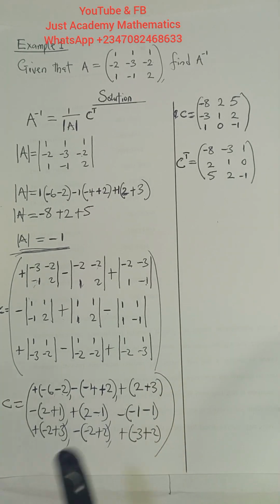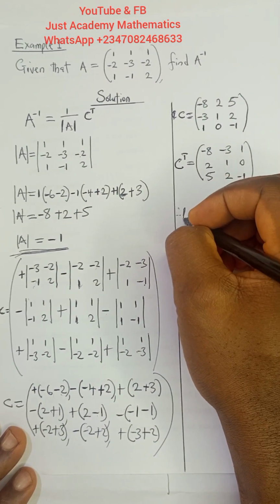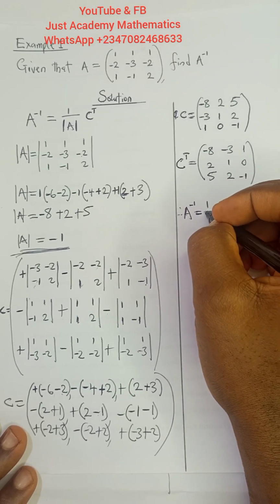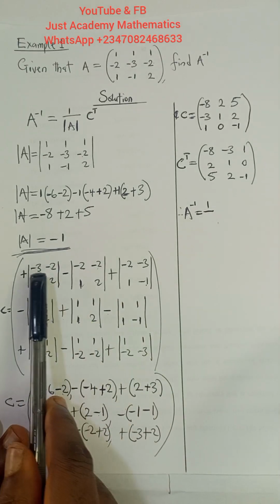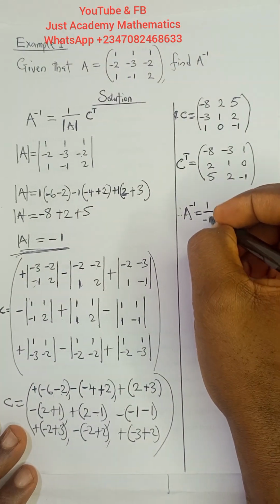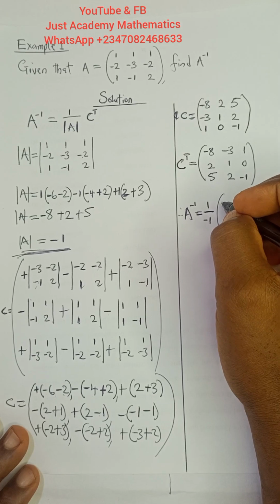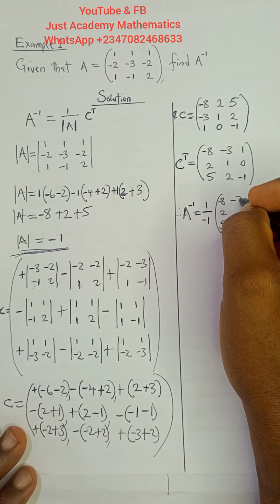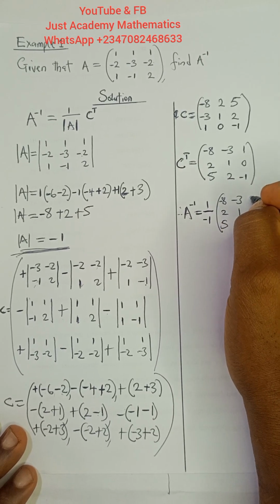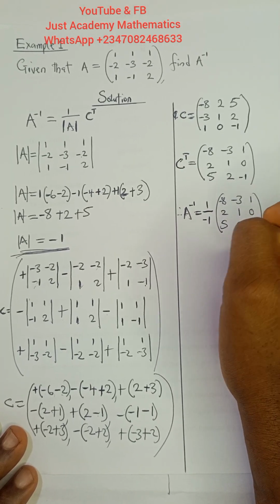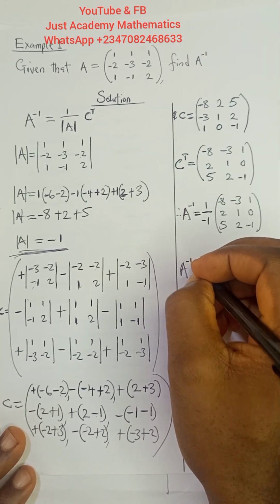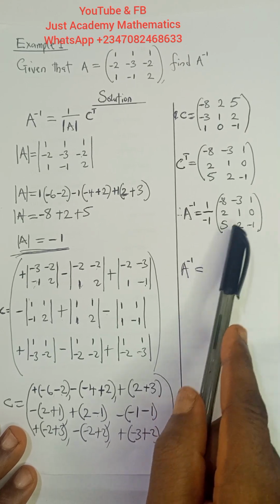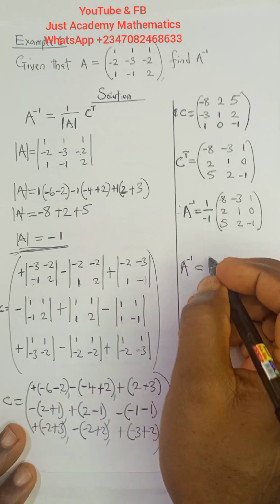Now that we know the transpose of the cofactor, we conclude that A inverse is equal to 1 over the determinant of A. What is the determinant of A? It is minus 1, times the transpose of the cofactor: minus 8, 2, 5, minus 3, 1, 2, 1, 0, minus 1. So what is A inverse now? Of course, 1 divided by minus 1 is minus 1, so everything here is divided by minus 1.